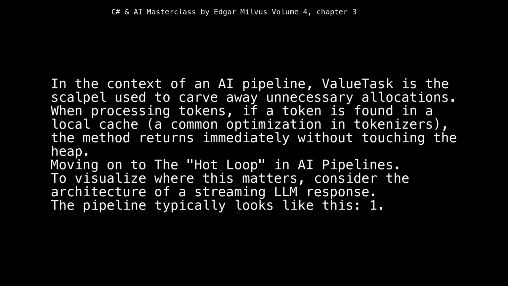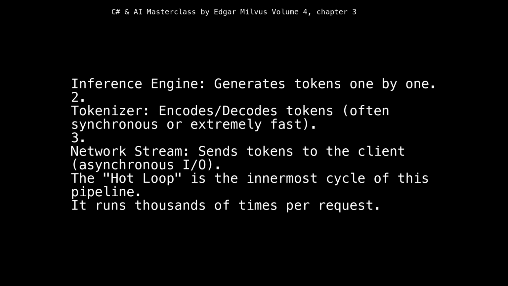Moving on to the hot loop in AI pipelines. To visualize where this matters, consider the architecture of a streaming LLM response. The pipeline typically looks like this: 1. Inference engine generates tokens one by one. 2. Tokenizer encodes/decodes tokens, often synchronous or extremely fast. 3. Network stream sends tokens to the client, asynchronous I/O.